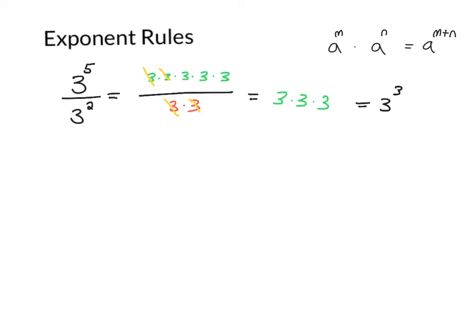Well, hopefully this gives us some insight. So if you're thinking about this, what I want to know is if I had some number, like I did before, I had a to the m, and I were to divide it by a to the n, I'm asking myself, what would the end result be?